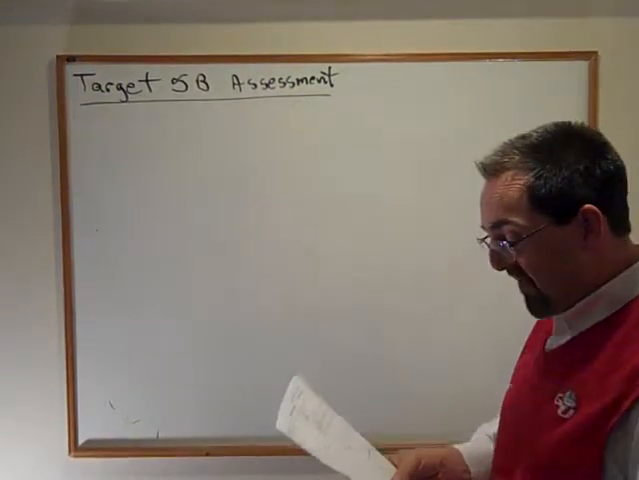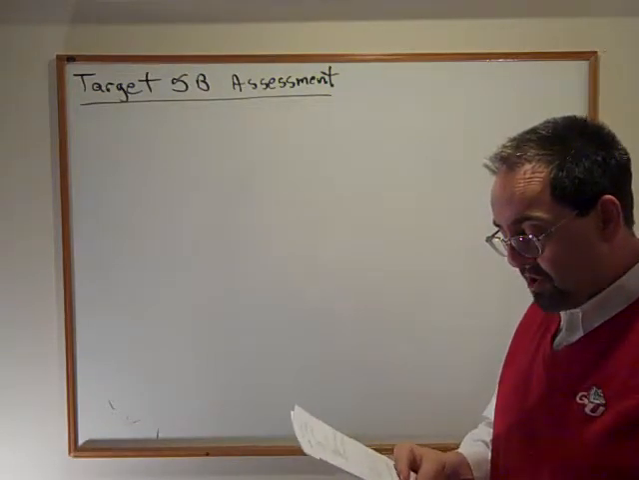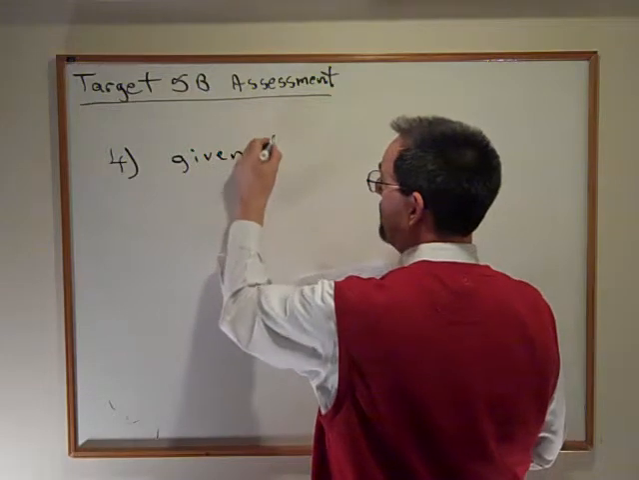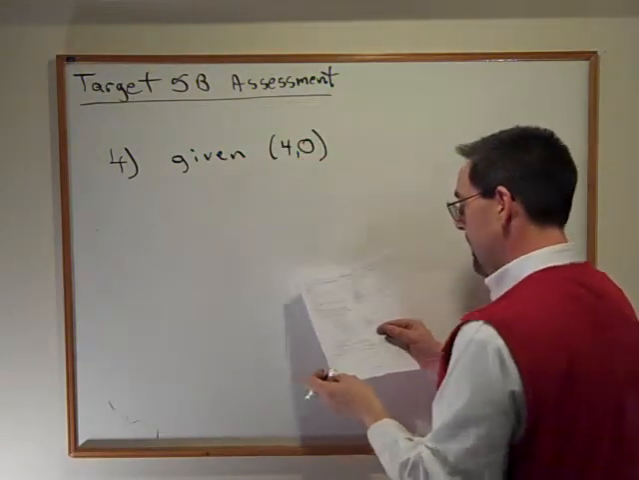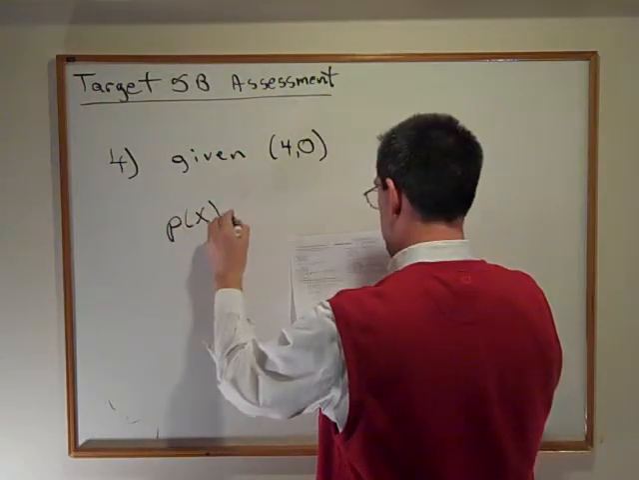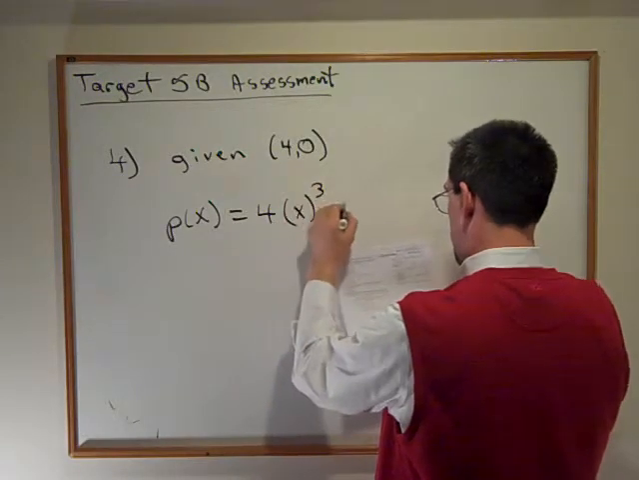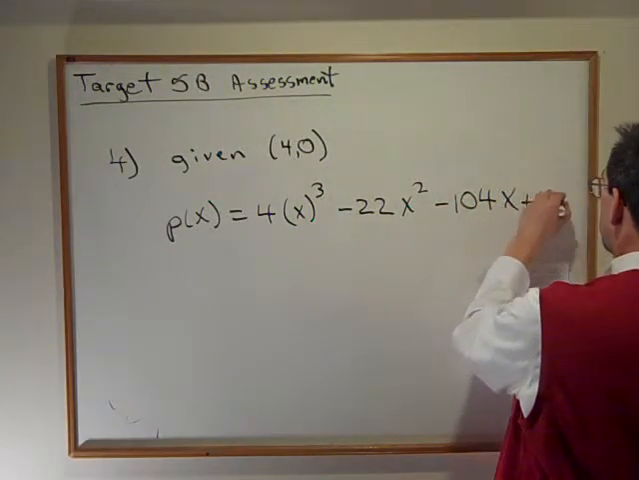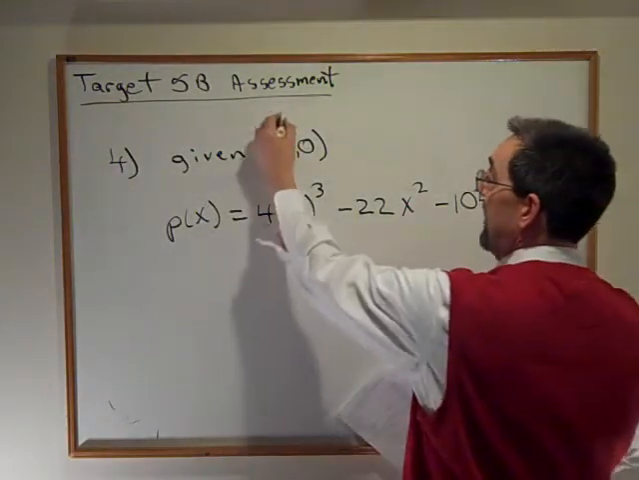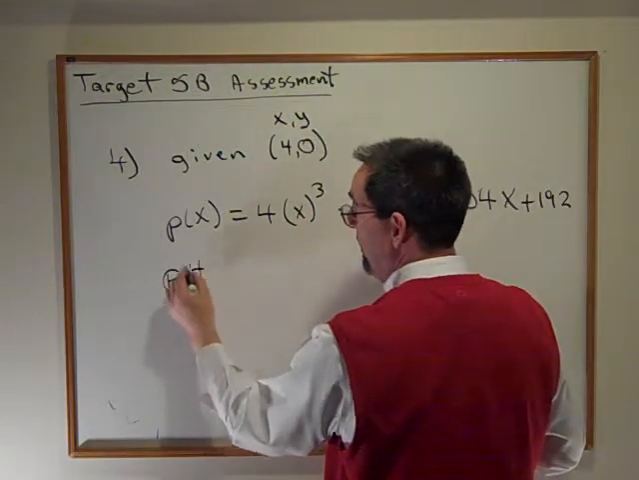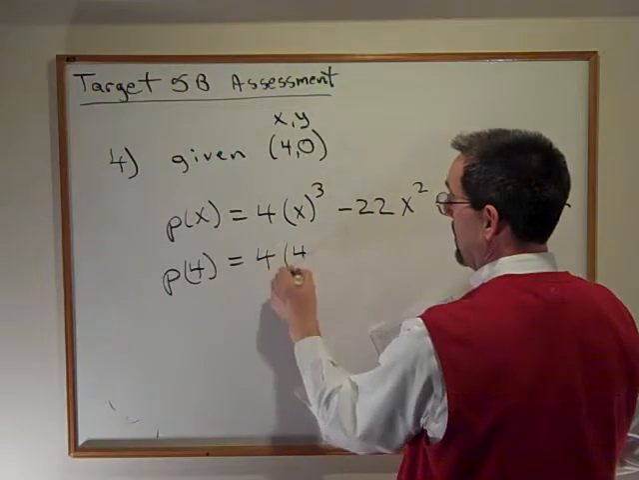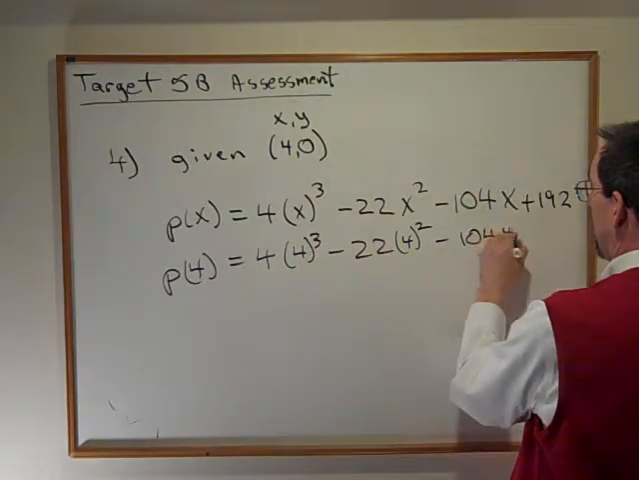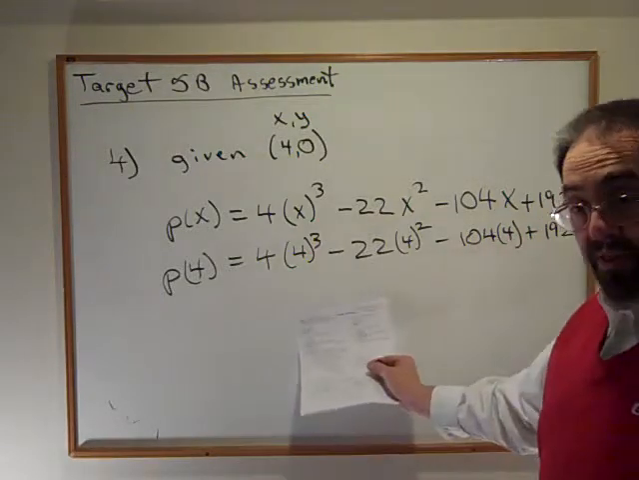The last problem said, verify that the point 4, 0 is indeed a 0. Given the point 4, 0, is that a 0 of the equation p of x for x to the third minus 22x squared minus 104x plus 192? Well, this is not a problem because that's x comma y. If indeed p of 4 was to be put in, wherever we see an x, we replace it with the 4. Let's do that math and see if we get a 0.